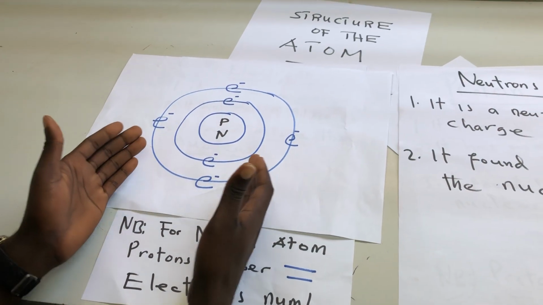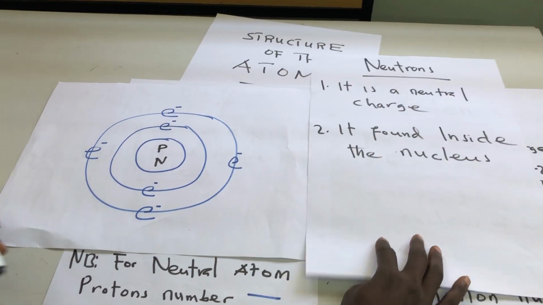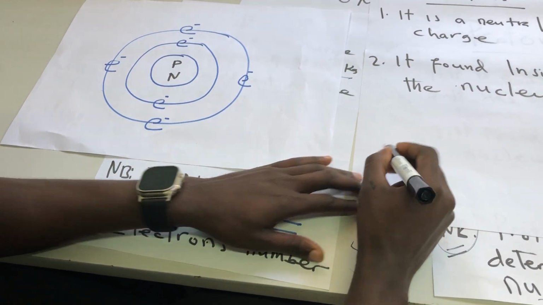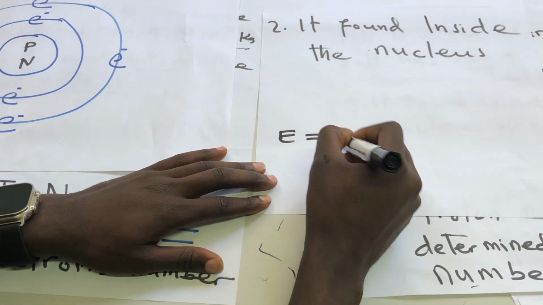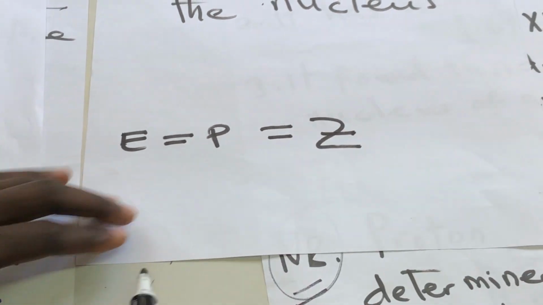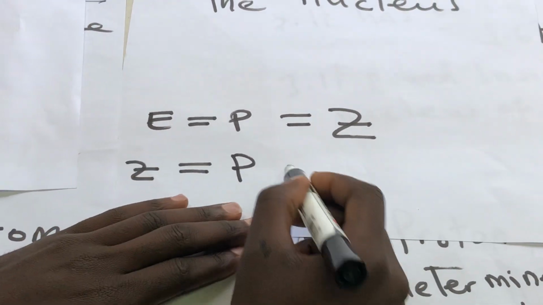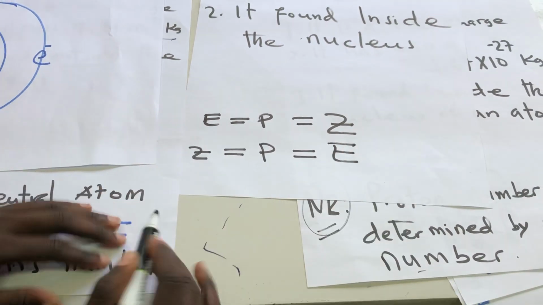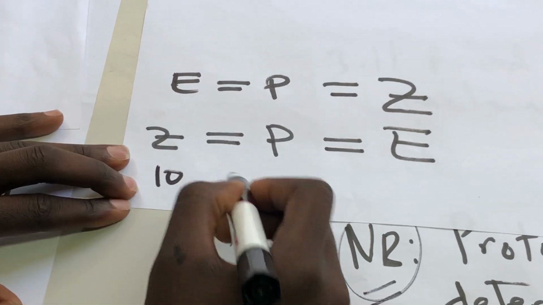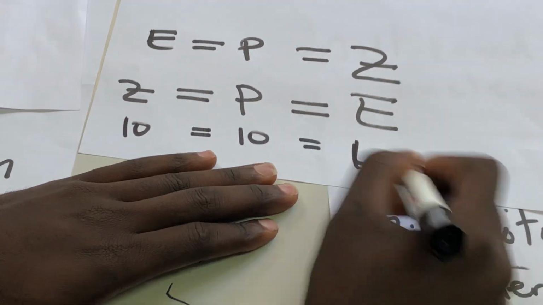So to get the number of electrons for a neutral atom, you must first know the number of protons. Once you get the number of protons, it will also be easy to get the number of electrons. So actually the electron number depends on the proton number. Also the proton number depends on the atomic number. So if you know what the atomic number is, you will also know the proton number and how many electrons are present. For example, for neutral atoms, if the atomic number is 10, it means the number of protons will also be 10, and the number of electrons will also be 10.